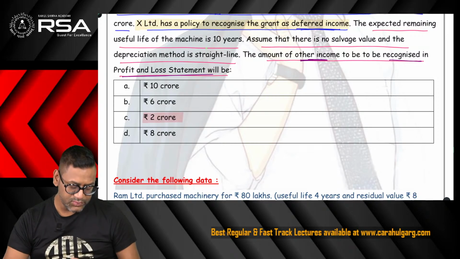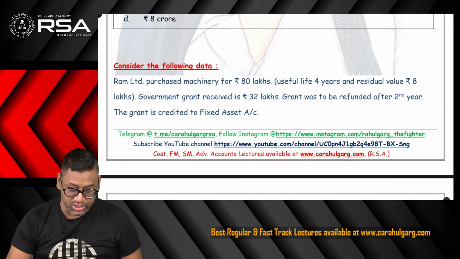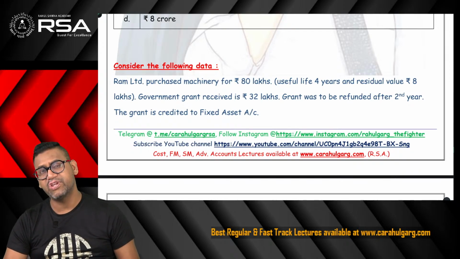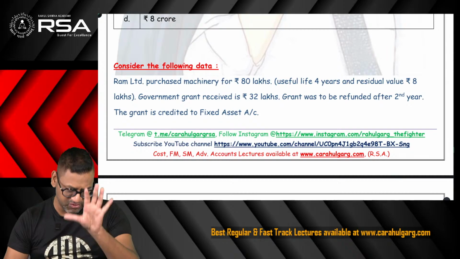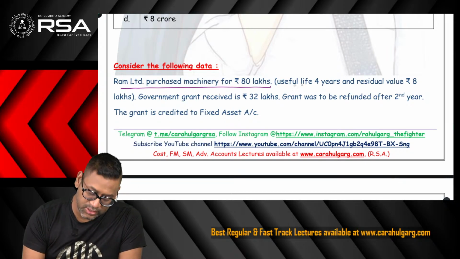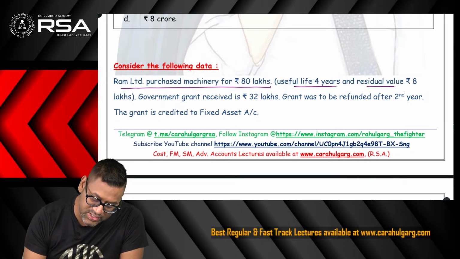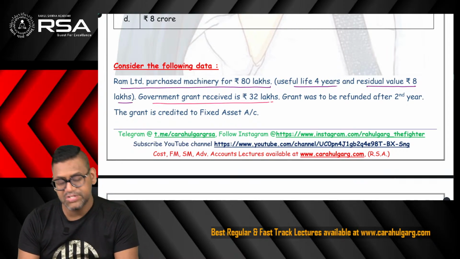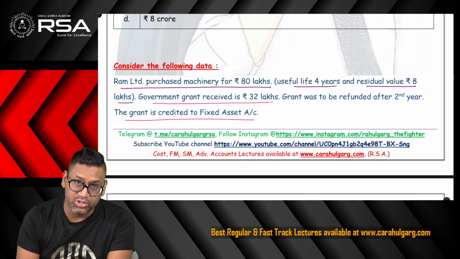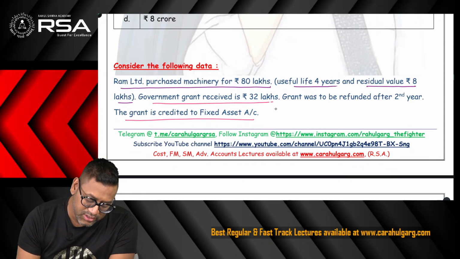Okay, should be comfortable. Wonderful question coming up. Very good question. Such type of question has been asked in examination countless times for 5 marks. So we are doing this. Ram Limited purchased a machinery for rupees 80 lakh. The useful life is 4 years and the residual value is 8 lakh rupees. It says the government grant received against this machinery is rupees 32 lakh and the grant is credited to fixed asset account. Grant is credited to fixed asset means they follow the deductive approach, means 80 minus 32.